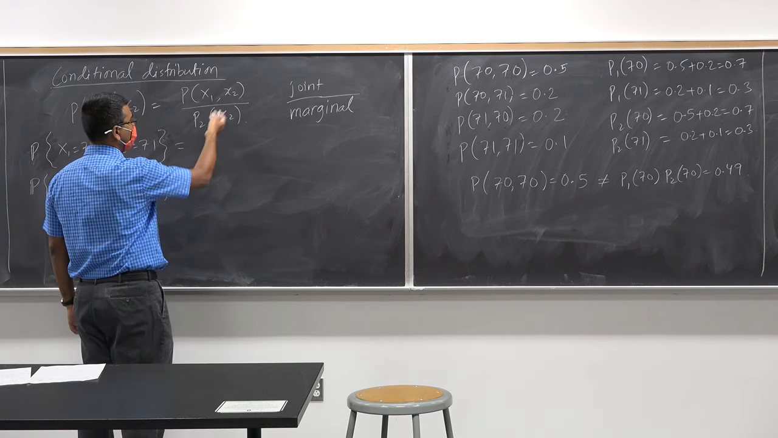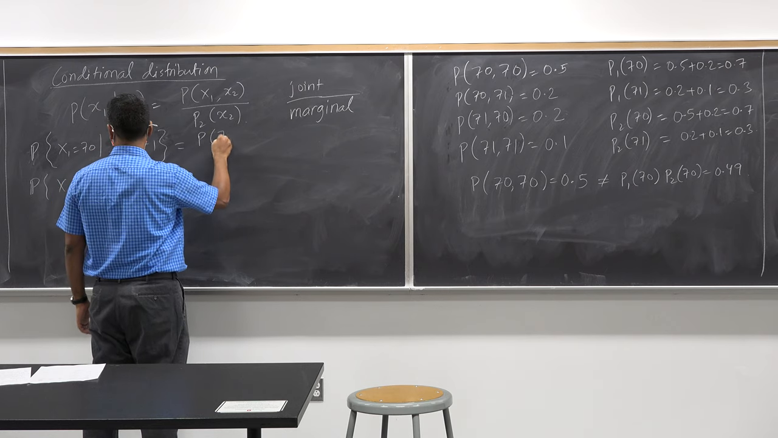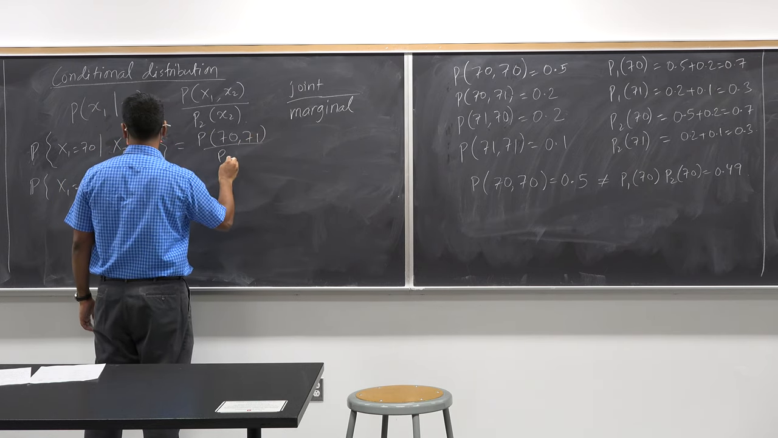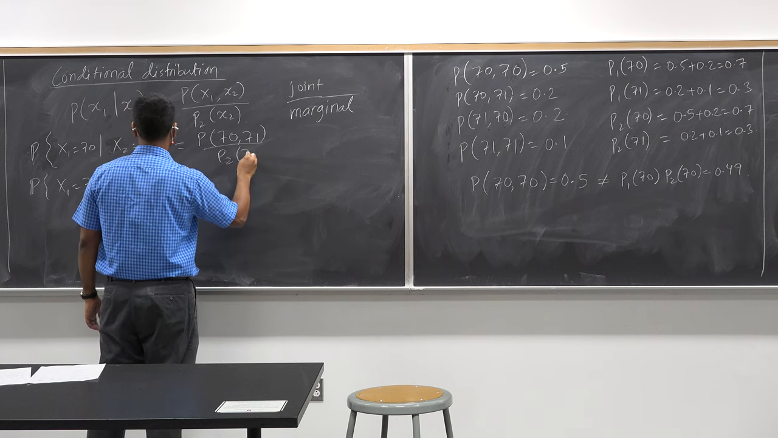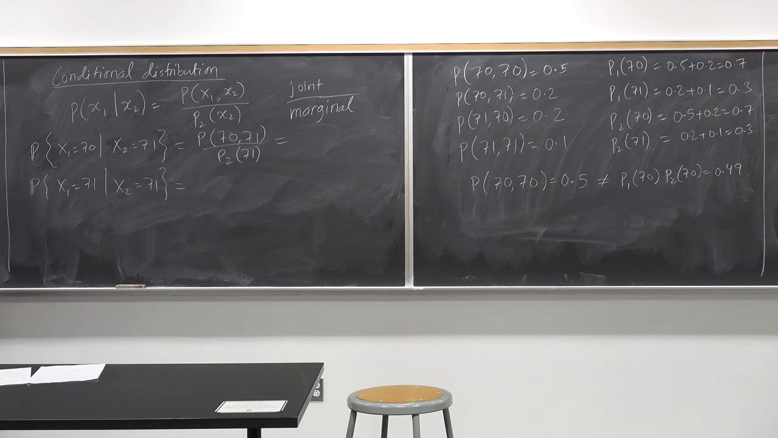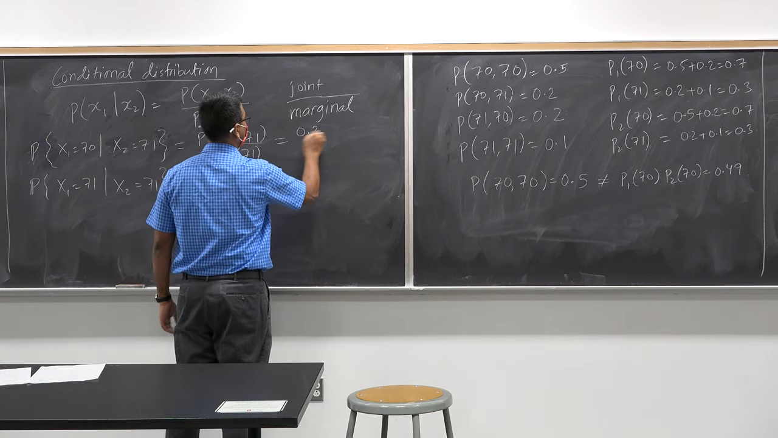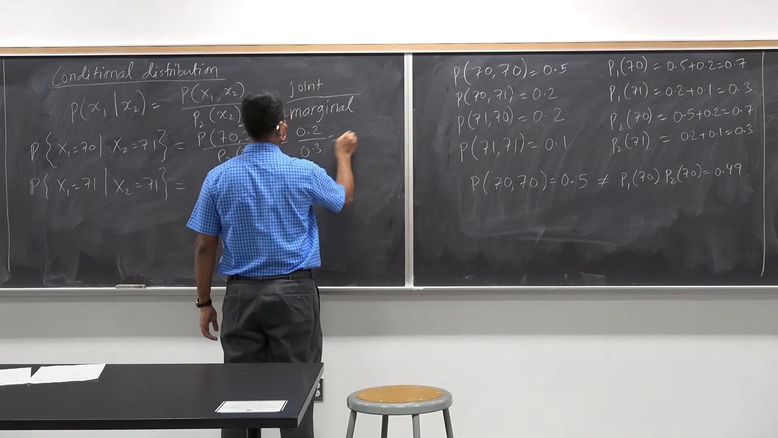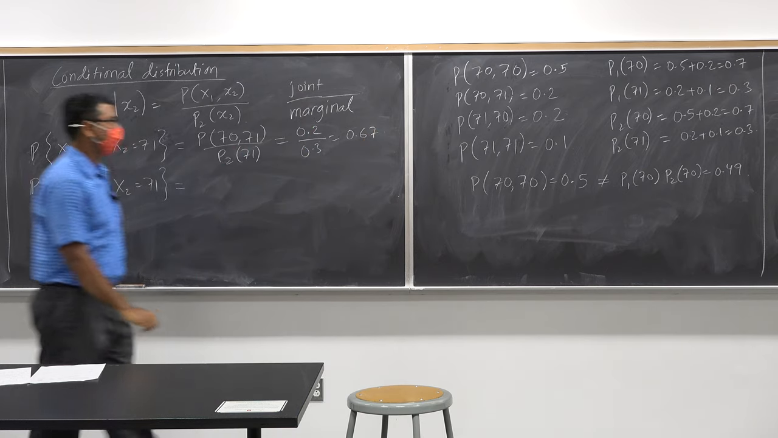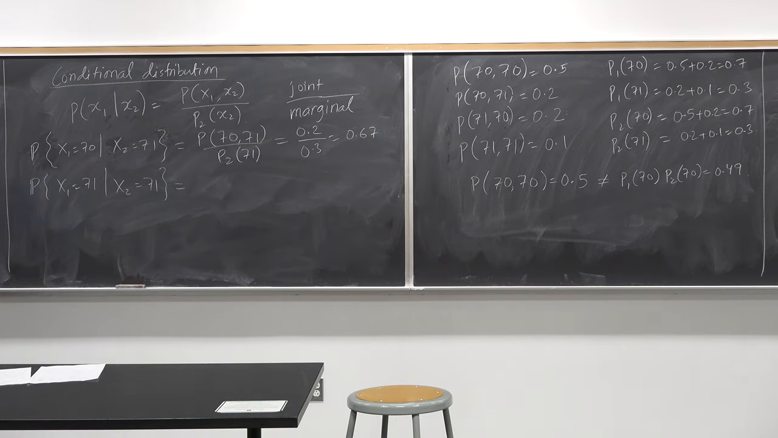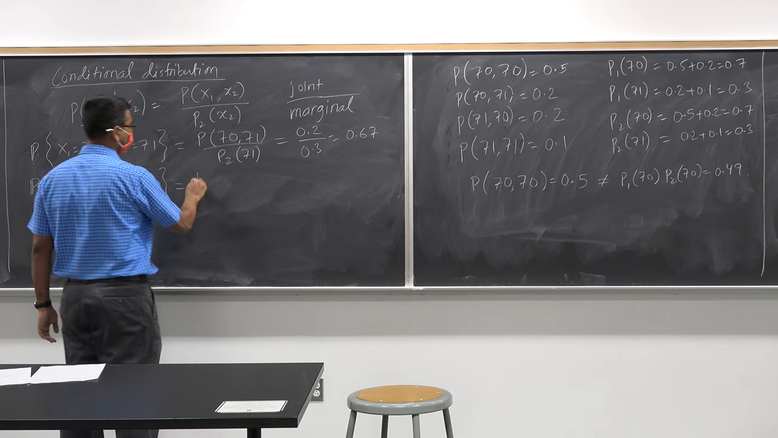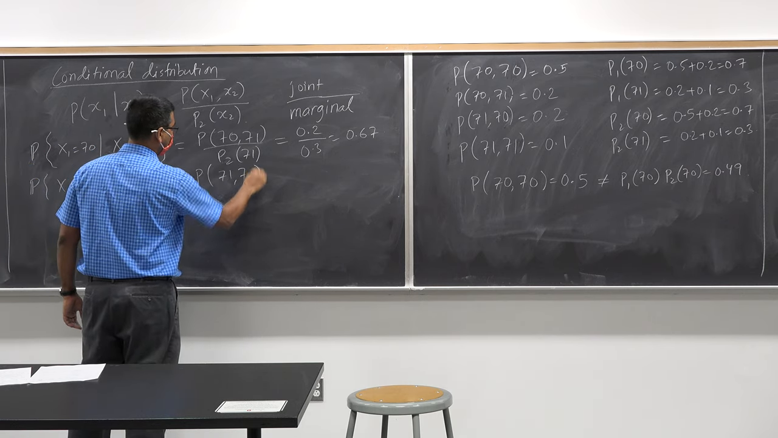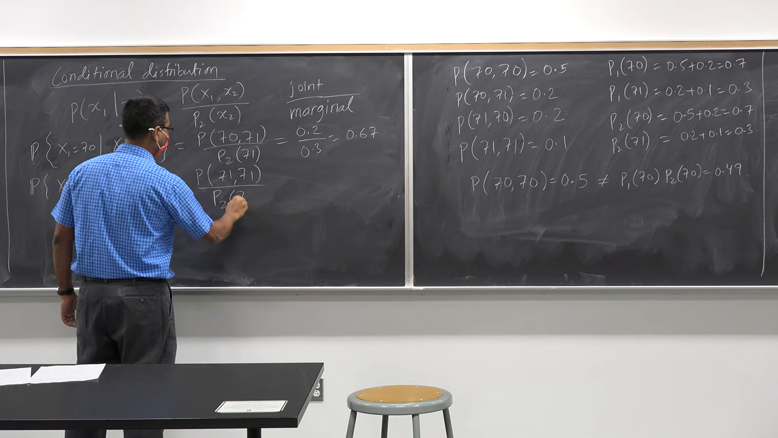So I'm just going to apply this expression, and I have P of 70-71 over P2 of 71. What is that equal to? 0.2. What is P2 of 71? 0.3. So that is 0.67. Let's look at the second case. P of 71-71 over P2 of 71.